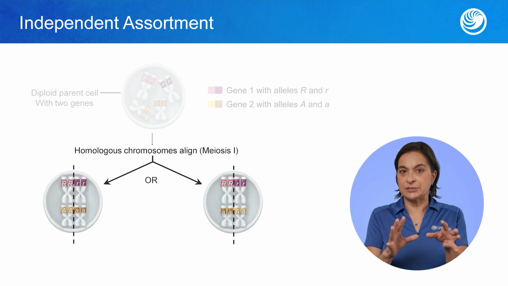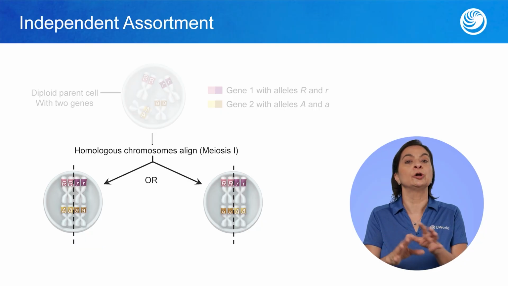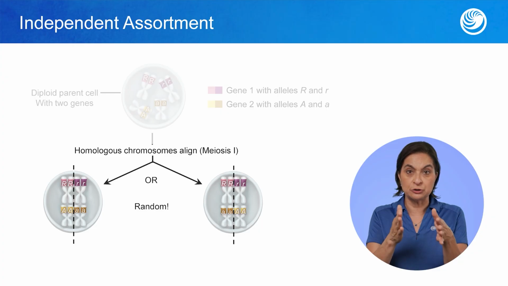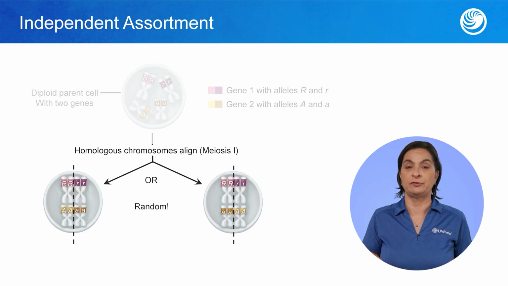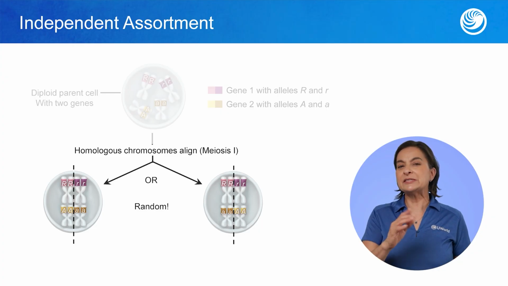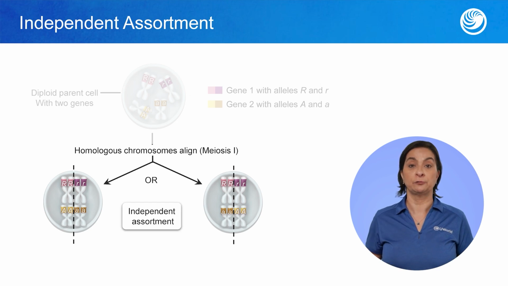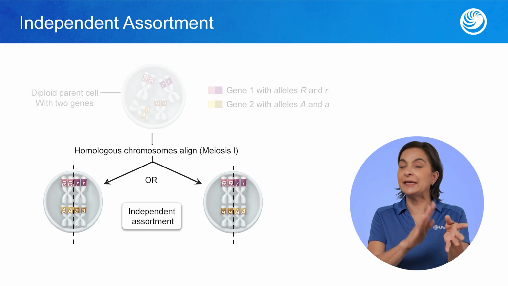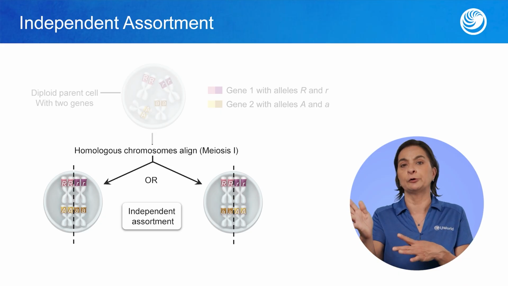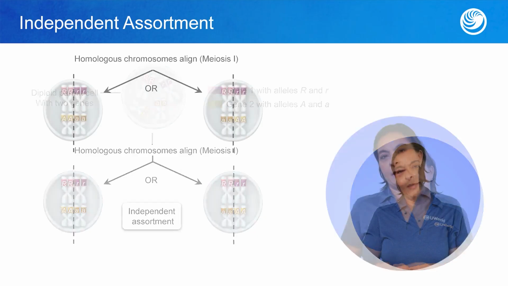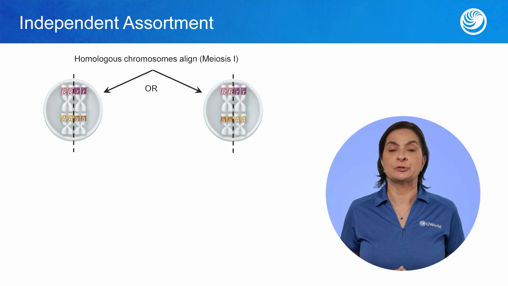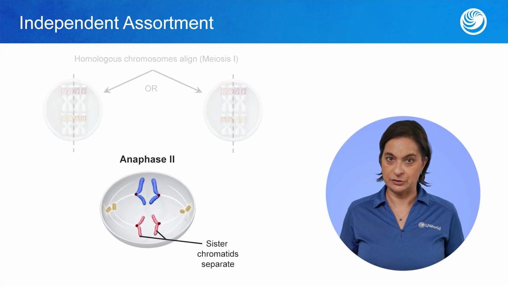Now, the key to this type of chromosomal segregation is that it occurs randomly, where there is a 50-50 chance that these 2 genes will end up in either one of these configurations. This demonstrates the independent assortment of chromosomes, where the position of one chromosome during metaphase is independent of the position of the other chromosome. Okay, so again, here are the 2 potential outcomes for the alignment of chromosomes during meiosis 1 in our example cell. But this isn't the end of the story.